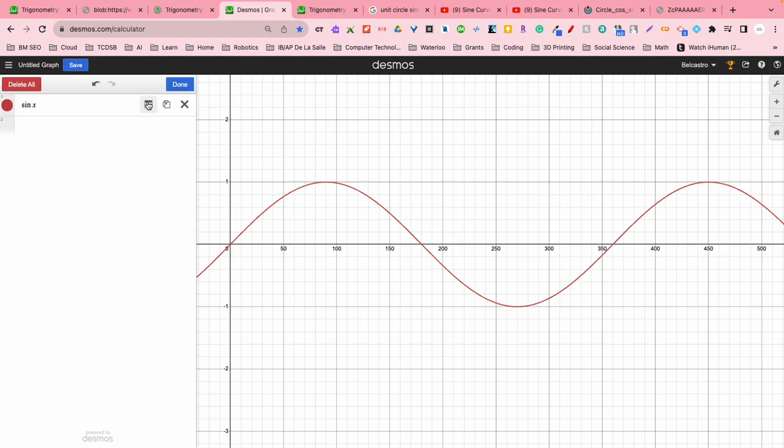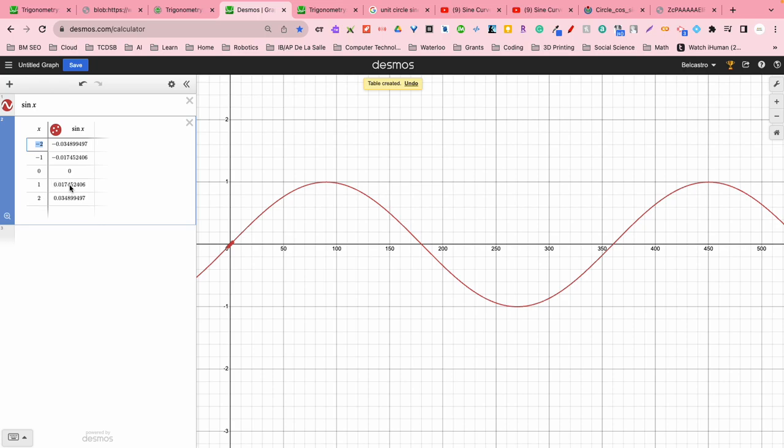In fact, I'm going to turn it into a table. I'm going to change these values. Let's make that 0, this one 90, 180, 270, and 360. There we go. So we've got our key points there on the graph.